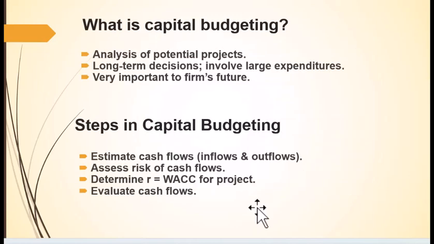So what is capital budgeting all about? Quite frankly, it's long-term decisions. We're talking about large expenditures. It's really an implementation of the strategic plan of the company for the future. As I mentioned, there are several steps that are involved. We have to estimate cash flows. We have to assess the riskiness of those cash flows, determine what the weighted average cost of capital for the project is, and then in the end, obviously, we have to do an evaluation. We have to evaluate the information that we've gathered in the process.